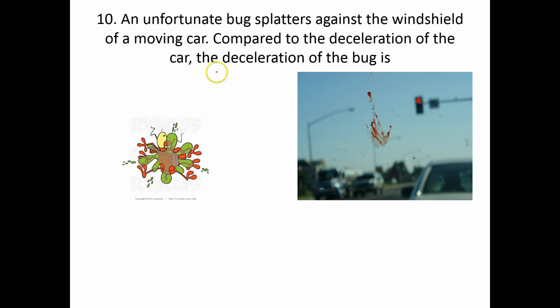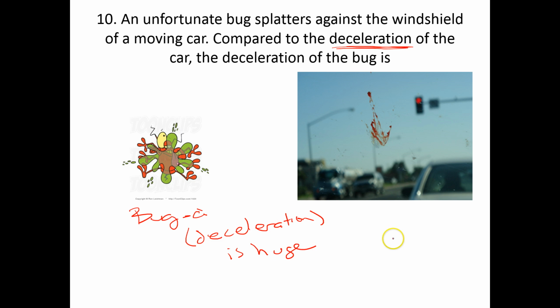Number 10, an unfortunate bug splatters against the windshield of a moving car. Compared to the deceleration of the car, this is different, the deceleration of the bug is much larger. The bug's acceleration, and remember it's negative because it's deceleration, is huge. And it's huge because the bug is flying into the windshield, the windshield keeps going, and the bug ends up in front of that windshield moving in the opposite direction. So the deceleration of the bug is huge. It's very large compared to the car.